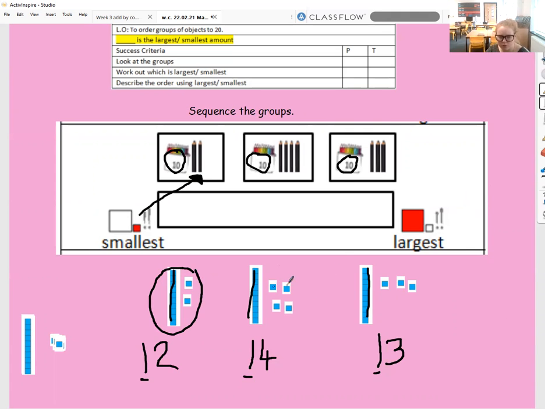So 14 has 1, 2, 3, 4 ones and 1 ten. They've both got 1 ten, so we're just going to look at how many ones they've got. 14 has 4 ones and 13 has 3 ones. Which is larger, 4 ones or 3 ones? Well, I know 4 ones is larger because I can see that 4 is more than 3. So I know that 14 is the largest amount.